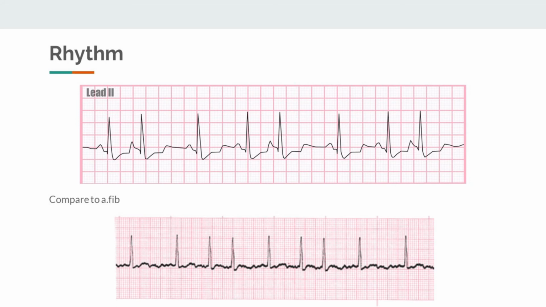And here's how PACs compare to AFib. At a quick glance, they may appear to be similar since they both have irregular spacing between the heartbeats. But in PACs, you can still identify the P waves, whereas in AFib, you can't.